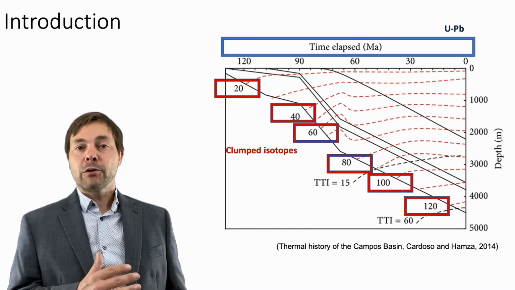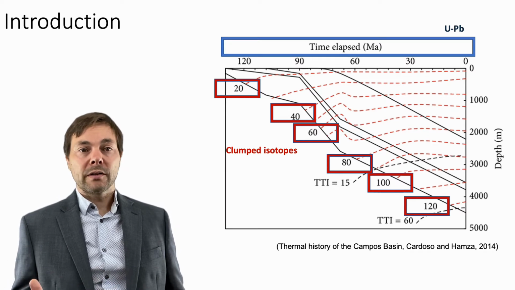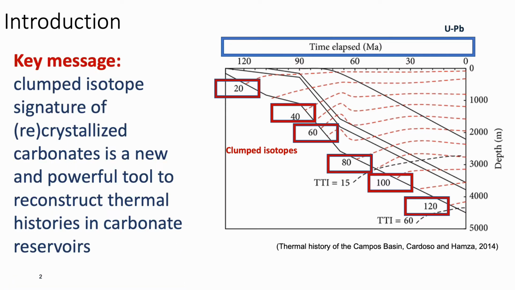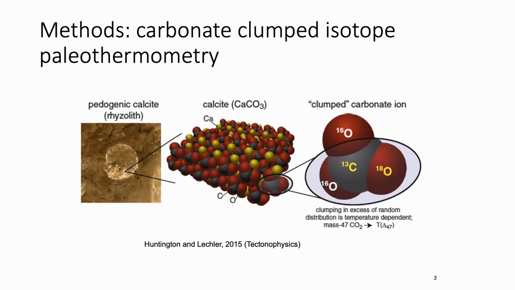Right, and if you don't have the patience to watch the whole 20 minutes of the talk, I'm going to leave you already with a key message, which is to say that the clumped isotope signature of the recrystallized limestone, and recrystallization is very, very important and very useful, although it is not the only thing that we can measure, is really offering us a new paradigm shift, a new powerful tool to reconstruct thermal histories in carbonate reservoirs. So very briefly, the methods.